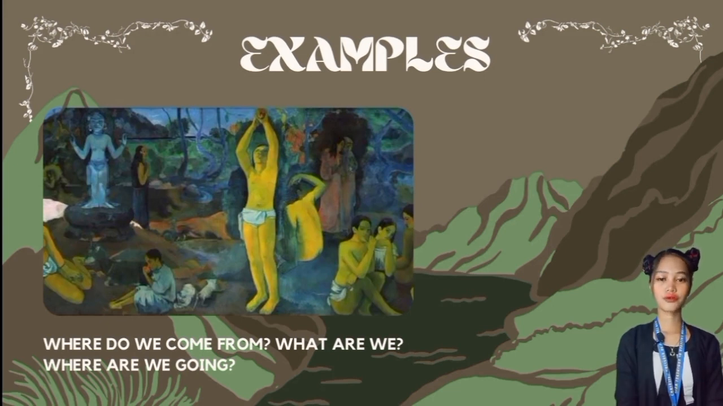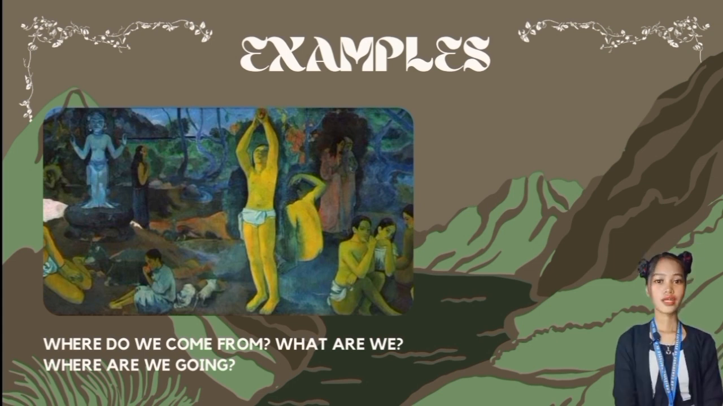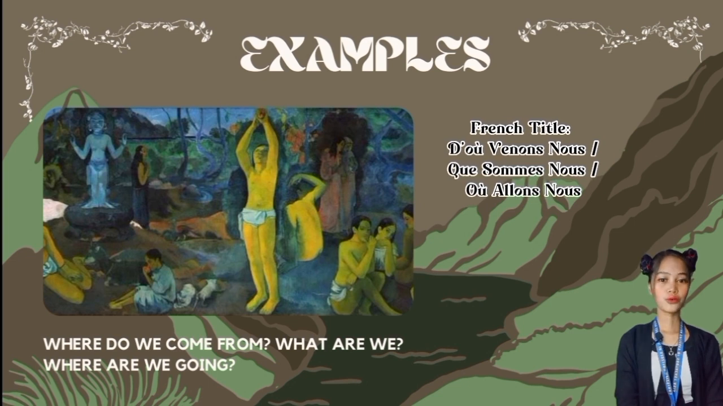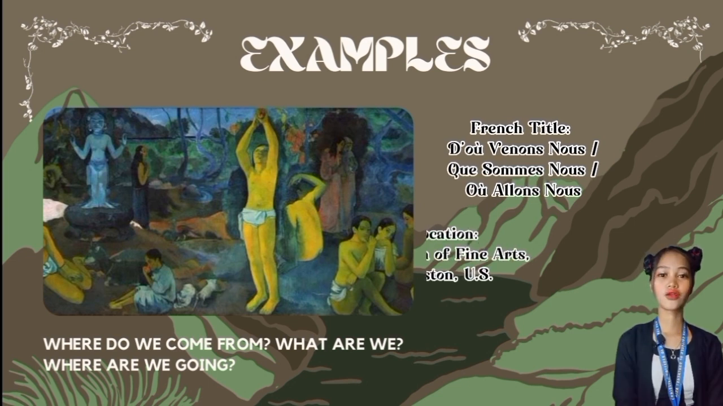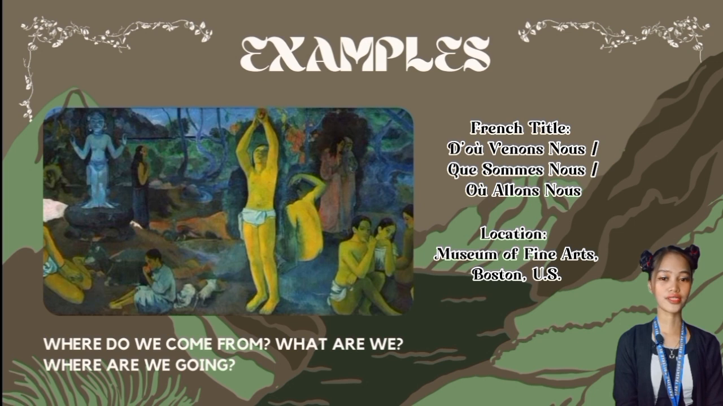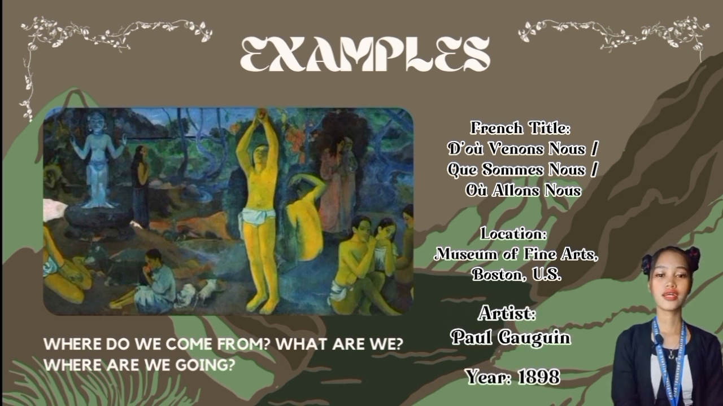First, we have "Where Do We Come From? What Are We? Where Are We Going?" In French, "D'où venons-nous? Que sommes-nous? Où allons-nous?" The location is the Museum of Fine Arts in Boston, US, and the artist is Paul Gauguin, in the year 1898.